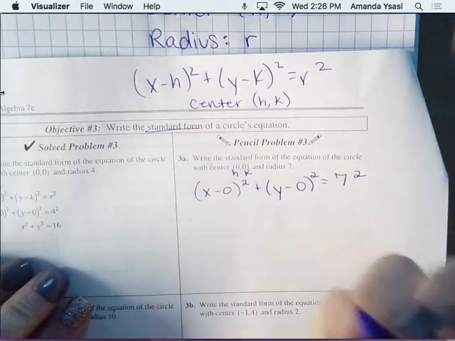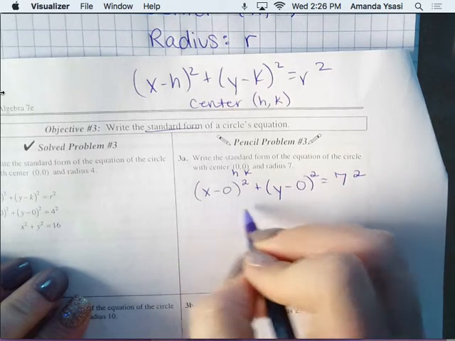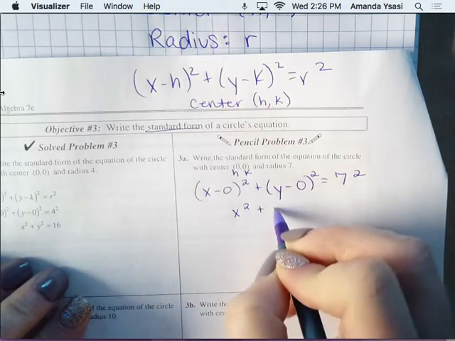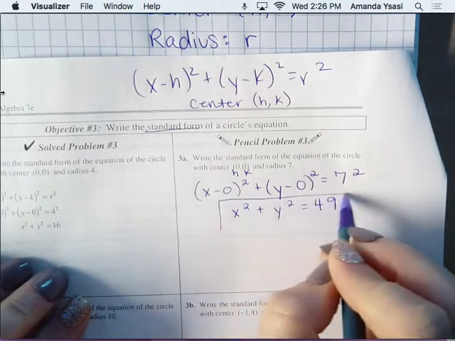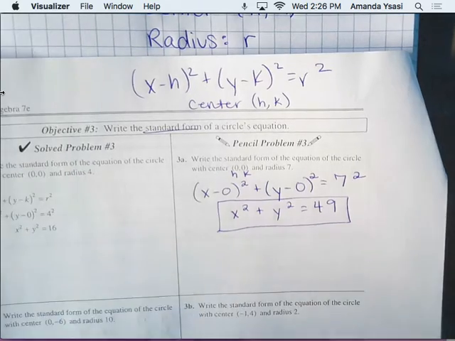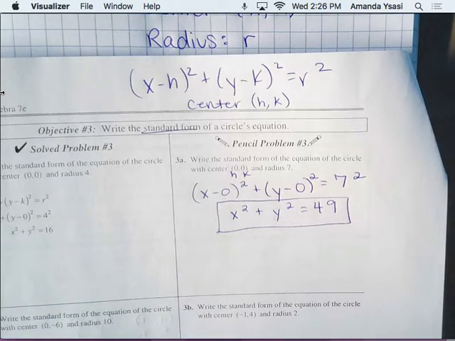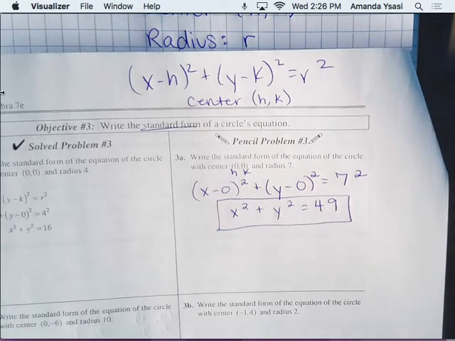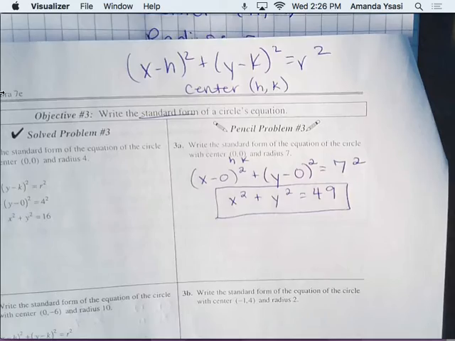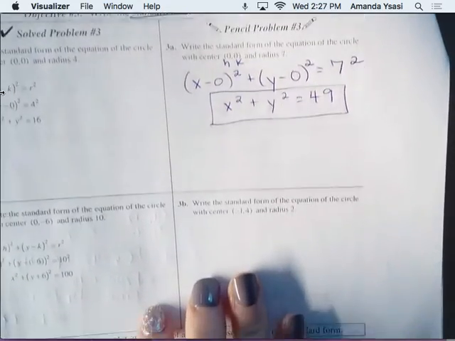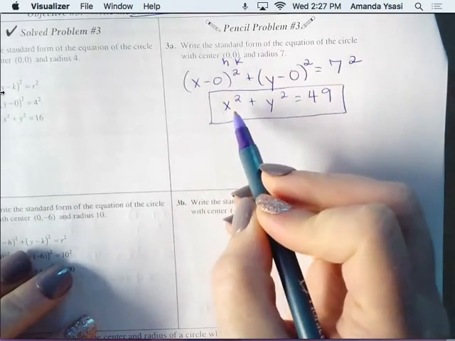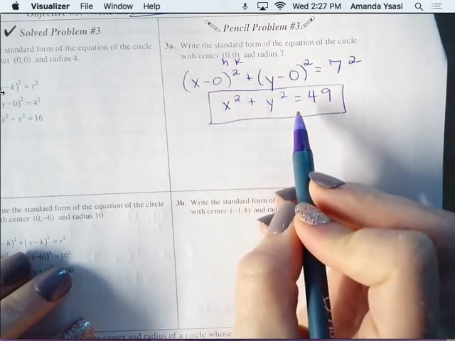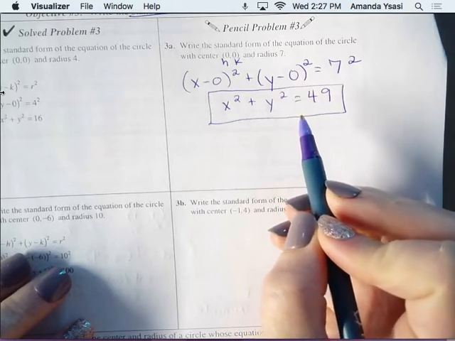So the 0, nothing happens to that. So we just have x squared plus y squared equals 49. This is the standard form of the equation of the circle. Okay, so that's with a center of 0, 0. It's always going to be x squared plus y squared equals radius squared whenever the origin is your center.